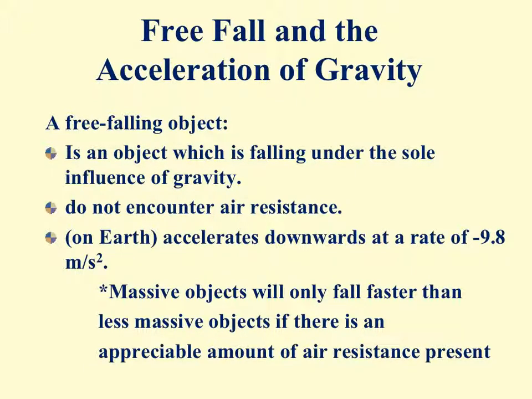Anything that is free falling is basically any object that's falling just under the influence of gravity. So we are totally ignoring air resistance here. It's just assuming that the object is falling by itself due to gravity. All right, on Earth, we always assume then that the acceleration of gravity is negative 9.8 meters per second squared. Something you're going to have to get very used to, that number.